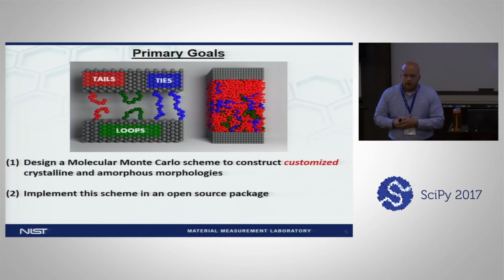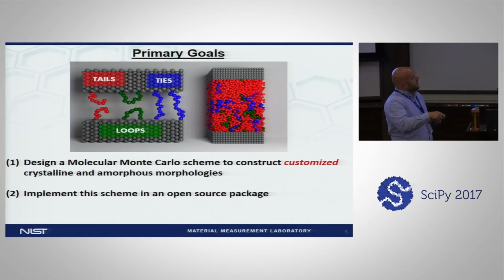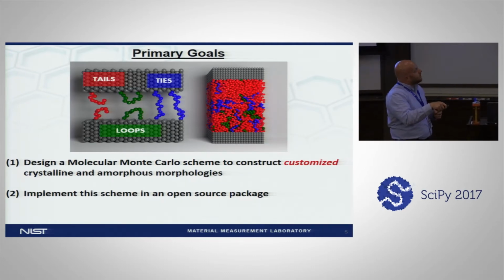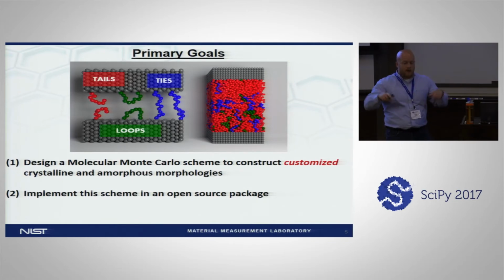And so the primary goals of my project over the past year have been to first design a molecular Monte Carlo scheme to construct customized crystalline and amorphous morphologies. This means that if an experimentalist looks through their microscope and sees a specific crystalline morphology, I can not only generate that crystalline morphology, but I can generate an ensemble of different connectivities between that morphology and see how those connectivities affect the mechanical or other thermophysical properties. And secondly, I wanted to implement this scheme in an open source package so other people could benefit.